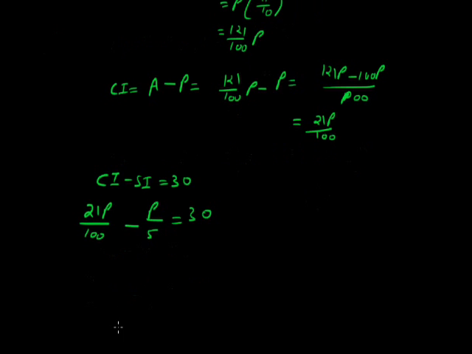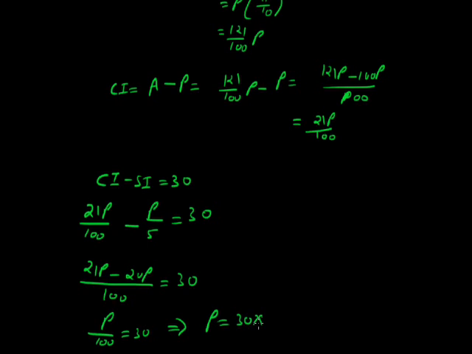So we take the LCM, that is 100, that is 21P minus 20P is equal to 30. So P by 100 is equal to 30. So we can say that P is equal to 30 into 100, that is 3000. So the principal is 3000. So in this way we can do such type of problems.